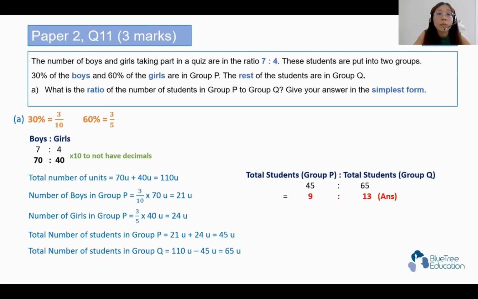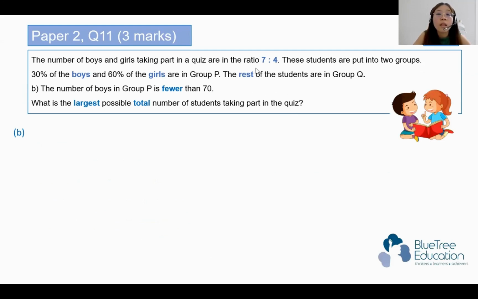Okay, let's move on to part B now. Okay, so now part B is asking: the number of boys in P is fewer than 70. What is the largest possible total number of students taking part in the quiz?